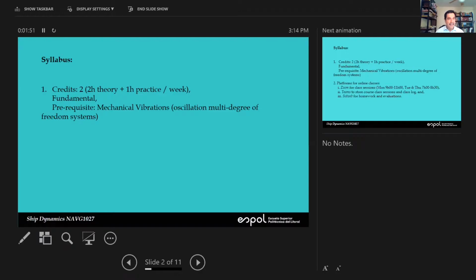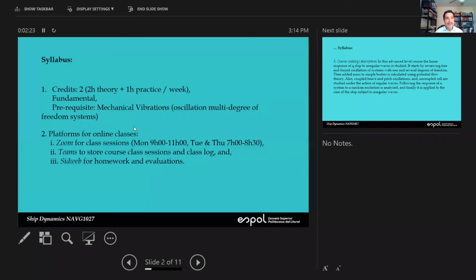And specifically, what we need from this course is oscillation of multi-degrees of freedom systems, okay? And that's part of the first chapter, okay? And of course, if we remember some of this oscillation of multi-degrees of freedom systems, we have to go through first oscillation of 1 degree of freedom systems, which is something that we're going to be reviewing this afternoon, okay?